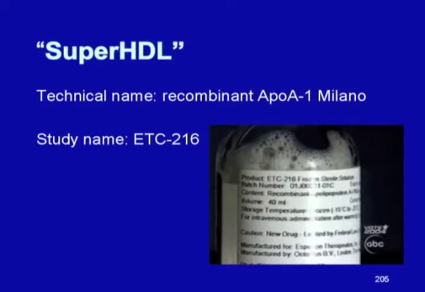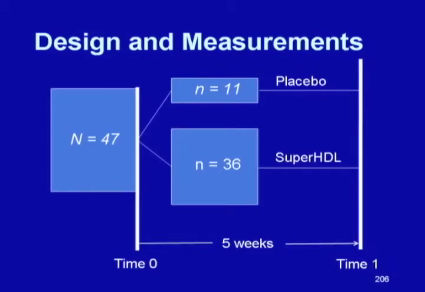All right, so what's super HDL? Super HDL is the technical name for it, recombinant ApoA1 Milano. The study name is ETC-216. There's a picture of the vial that it came in during the trial, all right? The design and measurements. Now I'm simplifying the trial, okay? This is simplified from the 2003 trial, which compared placebo versus 3 dosage levels. The sample sizes were very small. They never really compared the placebo versus the dosage levels. They only compared pre and post, but they lumped everything together. They lumped the dosage levels together.